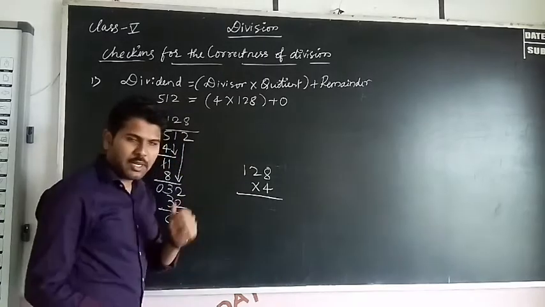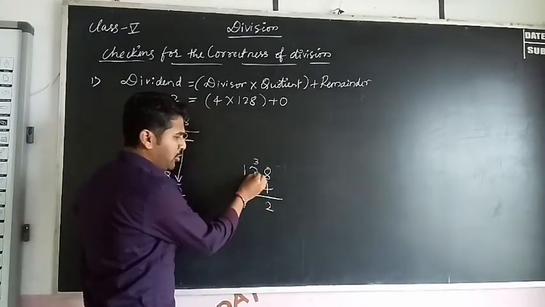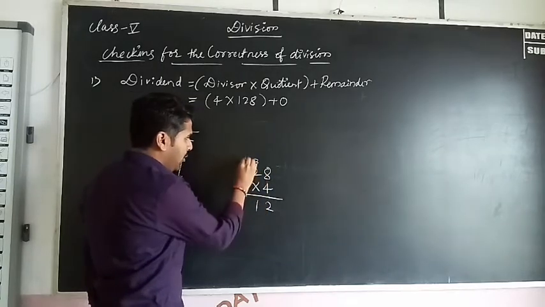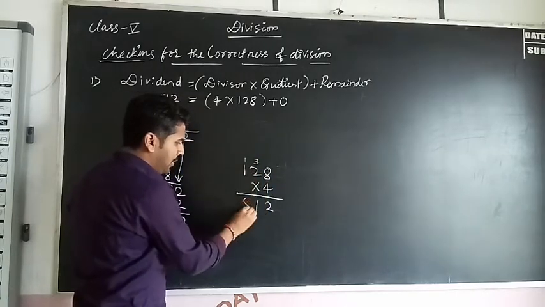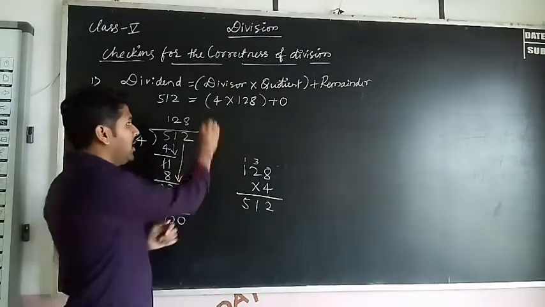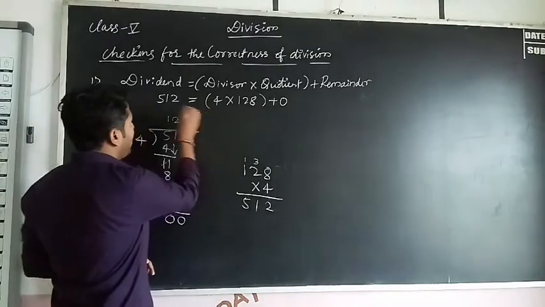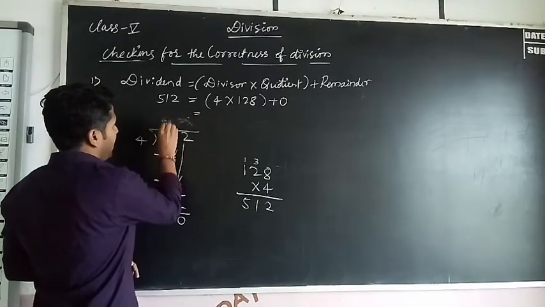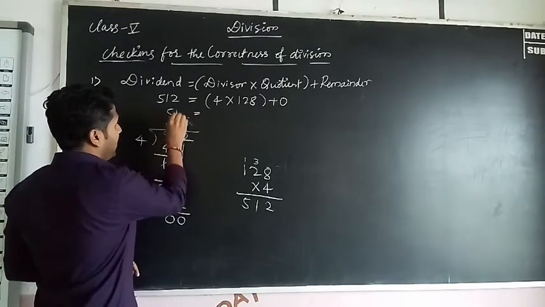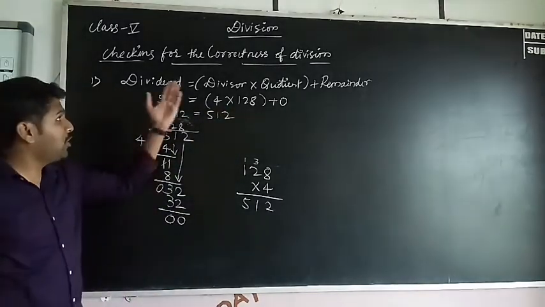We already know the multiplication. 4 8s are 32, 3 carry. 4 2s are 8, 8 plus 3, 11. 1 carry, 4 1s are 4, 5. So what will be the answer? 512. So the answer is the same. Here it equals 512, and here also 512. So this is the checking for correctness of division.